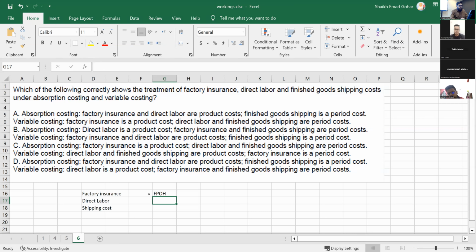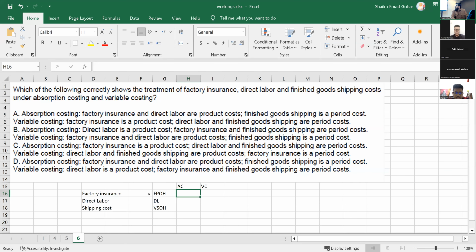What about direct labor? Direct labor is direct labor. It is one classification of cost, right? What about the shipping cost? Shipping means selling cost, right? And shipping will only happen when you sell. So this is variable selling overhead. Right or not? So now you tell me what happens in absorption costing and in variable costing.